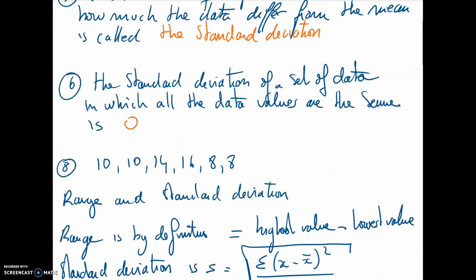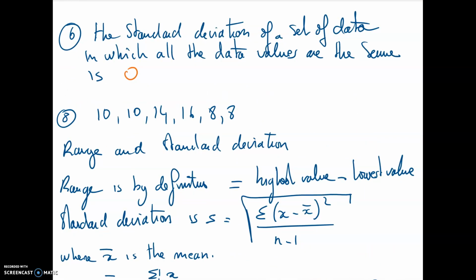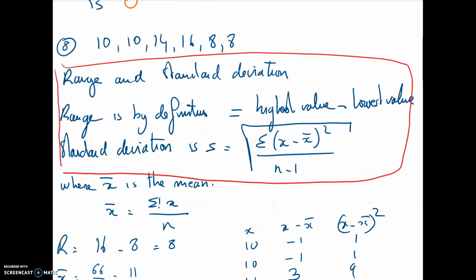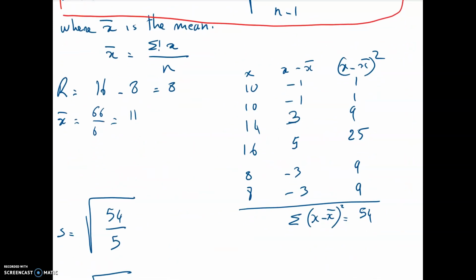So in this problem number 10, let's go back to the definition of the range being the highest value minus the lowest value, and the standard deviation being the square root of the sum of x minus the mean squared, x being the data, divided by n minus 1. So you must remember this definition very well. When we have to calculate the range, the highest value will be 16 and the lowest will be 8, so the range will be 16 minus 8, which is 8. The mean is 66 over 6, which is equal to 11. Why 66? Because you add 10 plus 10 plus 14 plus 16 plus 8 plus 8.